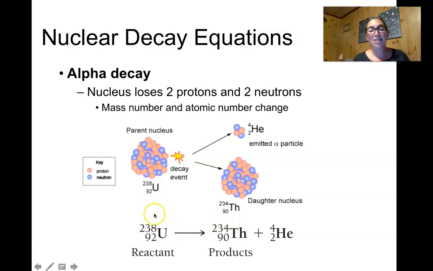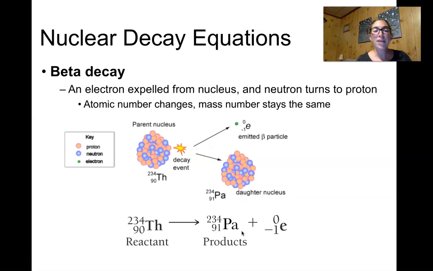So when this uranium undergoes decay to become thorium, the thorium may or may not be radioactive in and of itself, but it's certainly not radioactive uranium anymore. It has decayed into something else. In beta decay, what happens is a neutron ends up turning itself into a proton, and an electron gets emitted from the atom.